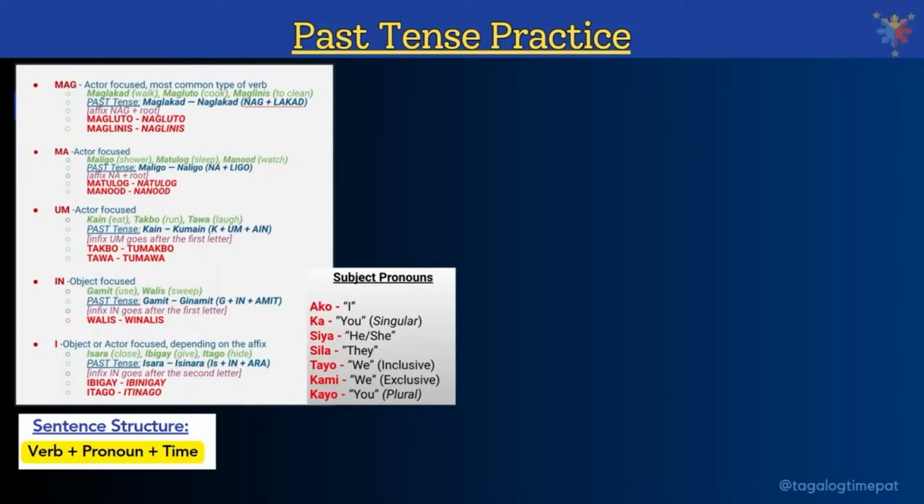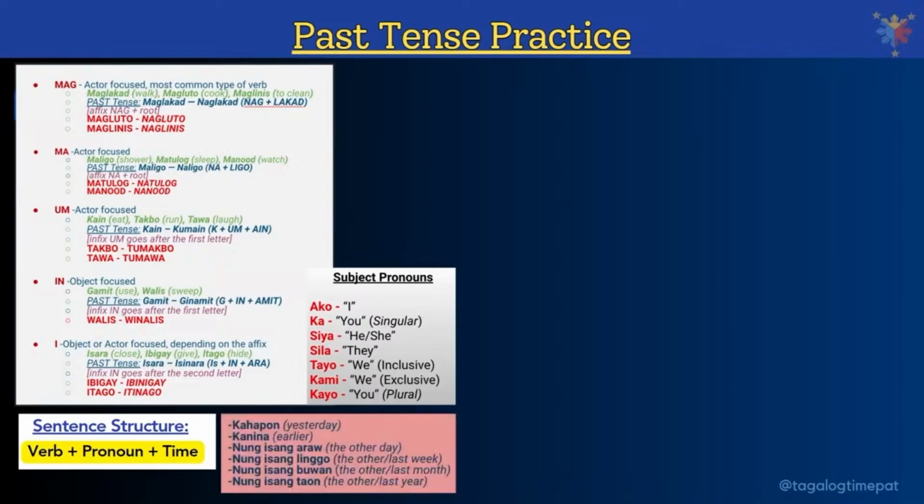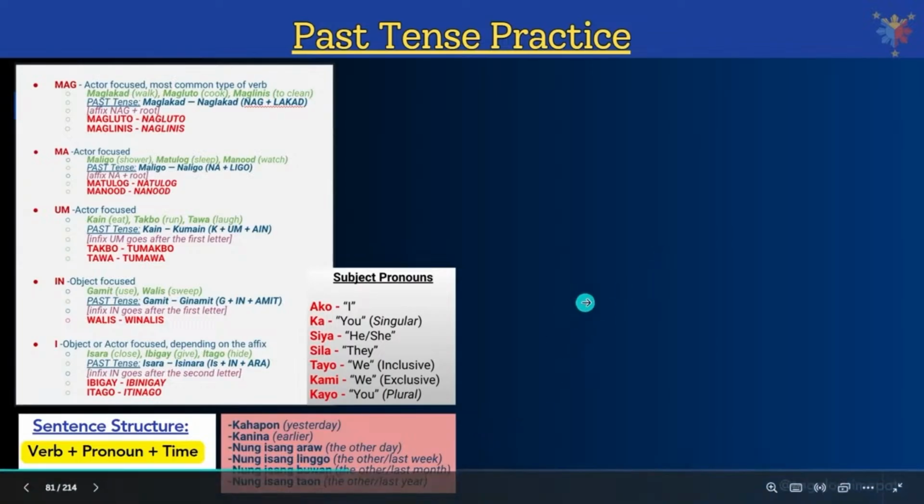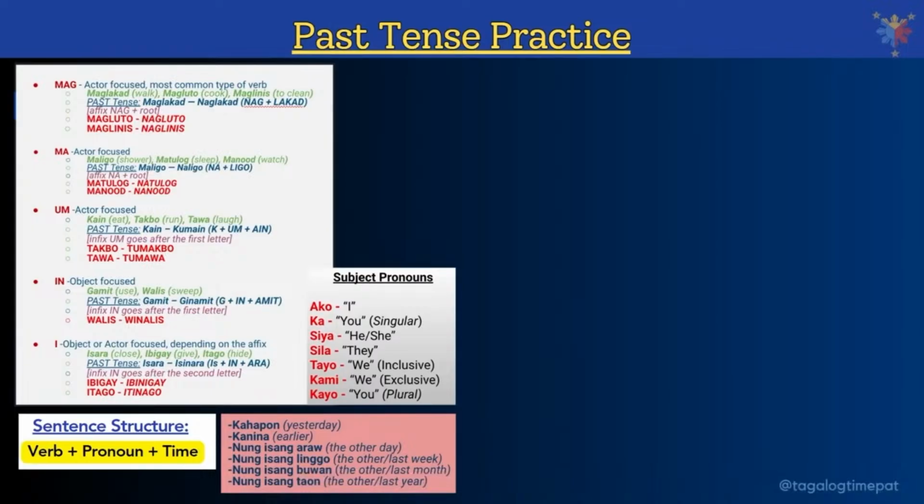And then the sentence structure is verb plus pronoun, and then the time goes at the end. And then here are some vocabulary terms to indicate past tense. So kahapon is yesterday. Kanina is earlier. Nung isang araw means the other day.